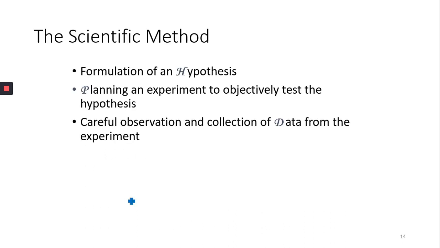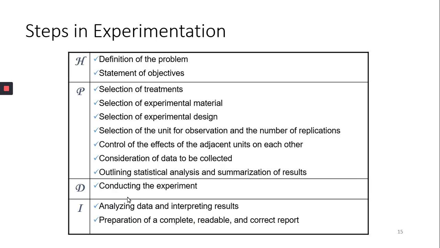Now here I just gave a flow of the steps in experimentation, which I've already given. Define the problem, state the objectives, select your treatments, select your experimental material, select the experimental design. We are going to look at the different types of designs so that you understand what experimental design is. But the other ones, I think I've defined them. Selection of the unit for observation and the number of replications. We are going to look at these things.